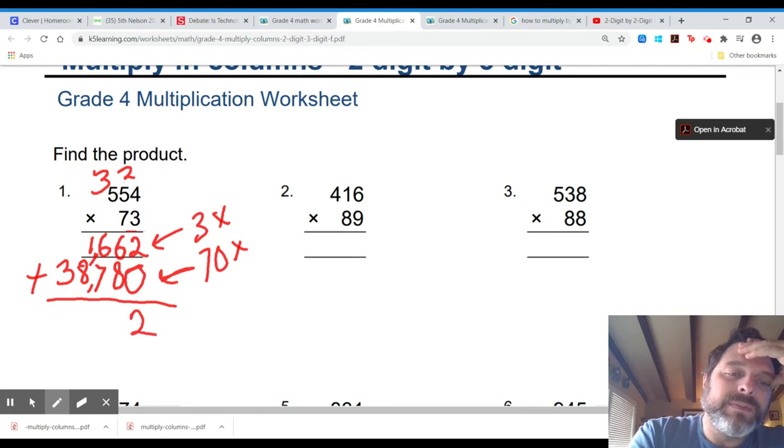So I get 2. 8 plus 6 is 14. Carry the 1 because we're adding. And then I got 7 plus 6, or 7 plus 7.